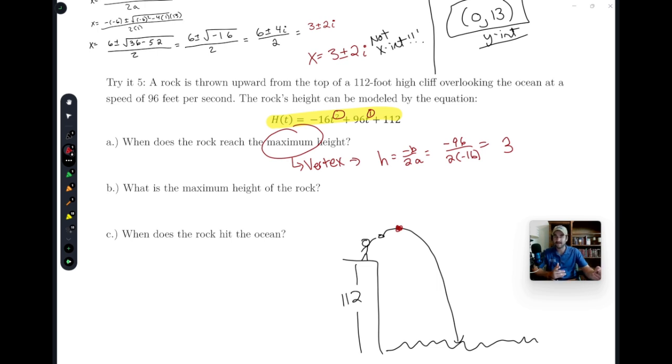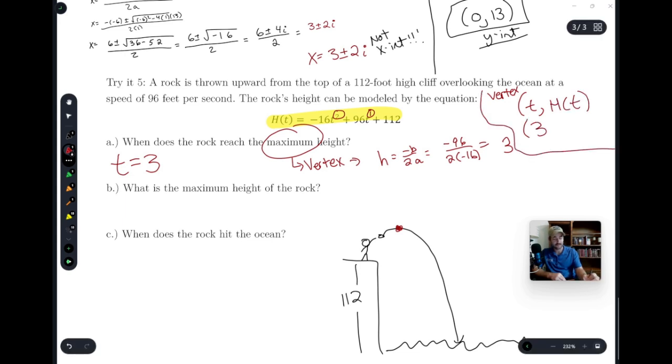So positive 3 is the x value of the vertex, or the t value of the vertex. So at t equals 3, right? If we're talking about our vertex over here, we've got a t and an h of t. We've got a time and a height at that time. If our time for our vertex was 3, because we solved it using that h value, all we're going to do is plug and chug that 3 in to get our h of t value, or our k value.